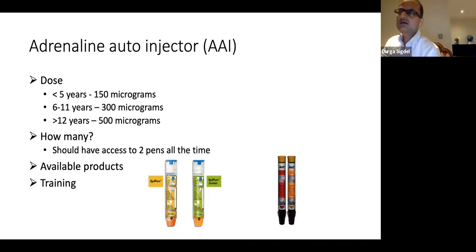I have seen a child in the emergency department. The parents gave EpiPen when the child had a febrile convulsion. They did not know when to give EpiPen. So it's quite important to teach them when to give and how to give the adrenaline auto-injector.